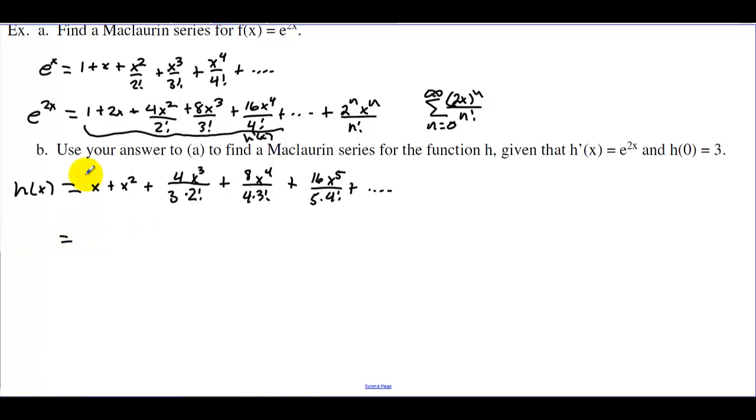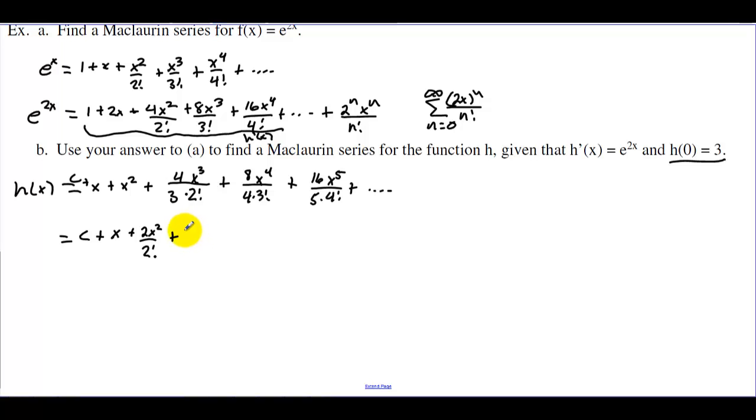We'd also have plus c because we're integrating. But h of 0 equals 3 takes care of that constant. We'll talk about that in a second here. Now we have c plus x plus, we could have 2x squared over 2 factorial. That 2 over 2 is still 1.